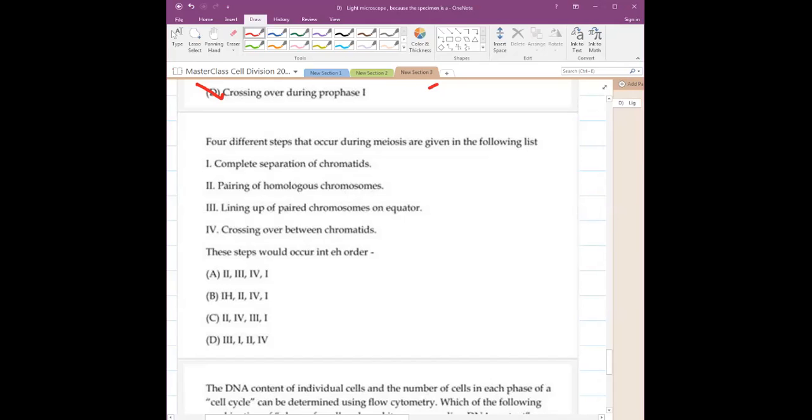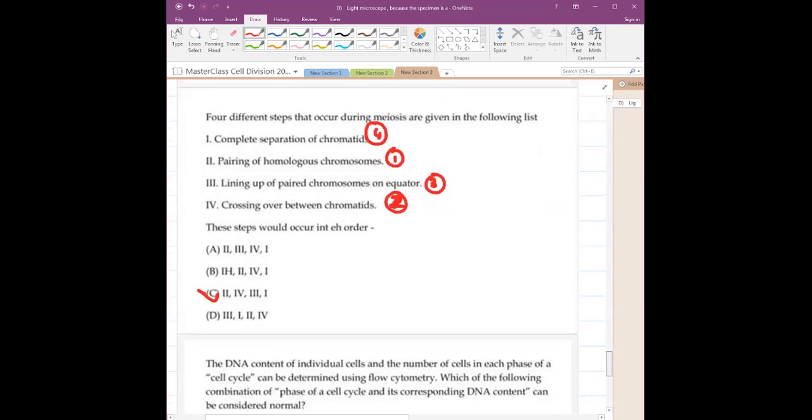This is going to be the first one. Then the next one is going to be crossing over. Then third, it is going to be the lining up of paired chromosomes on the equator, and the fourth one is the complete separation of chromatids. Let's see the answer. The answer is 2 4 3 1. Yes, this one.